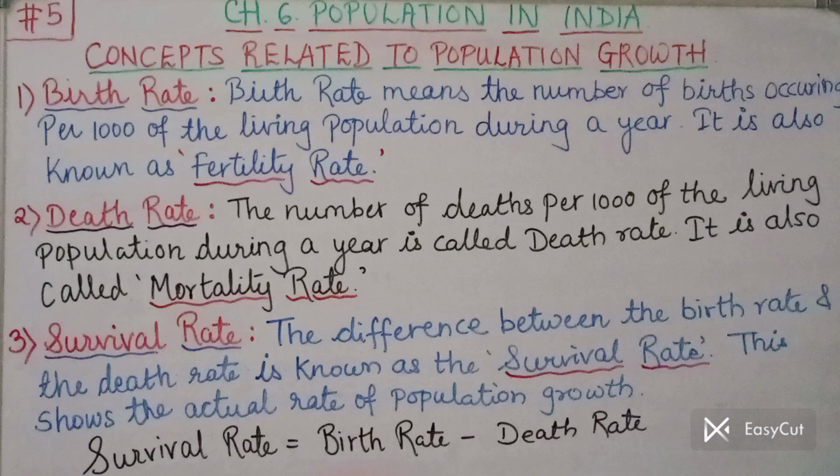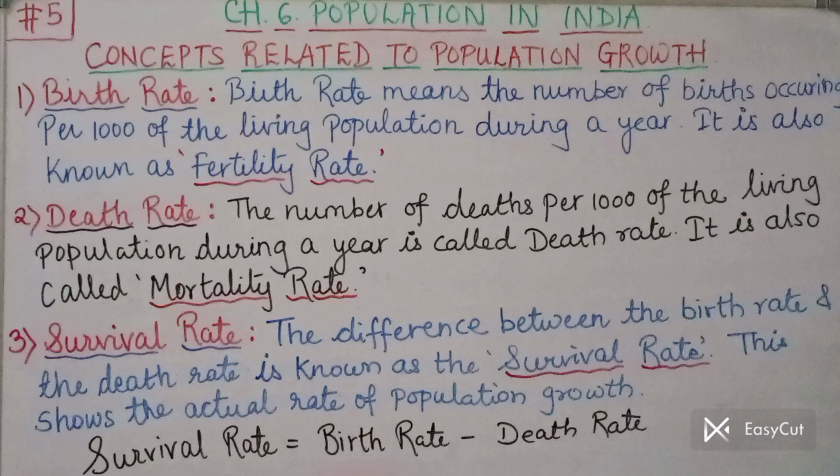Now let us move on to second concept, death rate. Same again, the number of deaths, but instead of births it will be deaths. So number of deaths per 1000 of the living population during a year is called death rate. Death rate is also called as mortality rate. I repeat, death rate is also called as mortality rate.